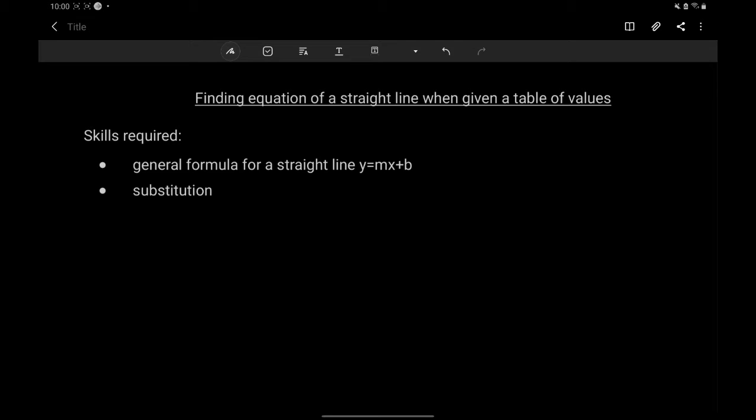In this lesson, you'll be learning how to find the equation of a straight line when given a table of values. The requirements for this lesson are that you have an understanding of the general formula for a straight line, which is y equals mx plus b, and you have an understanding of how substitution works.